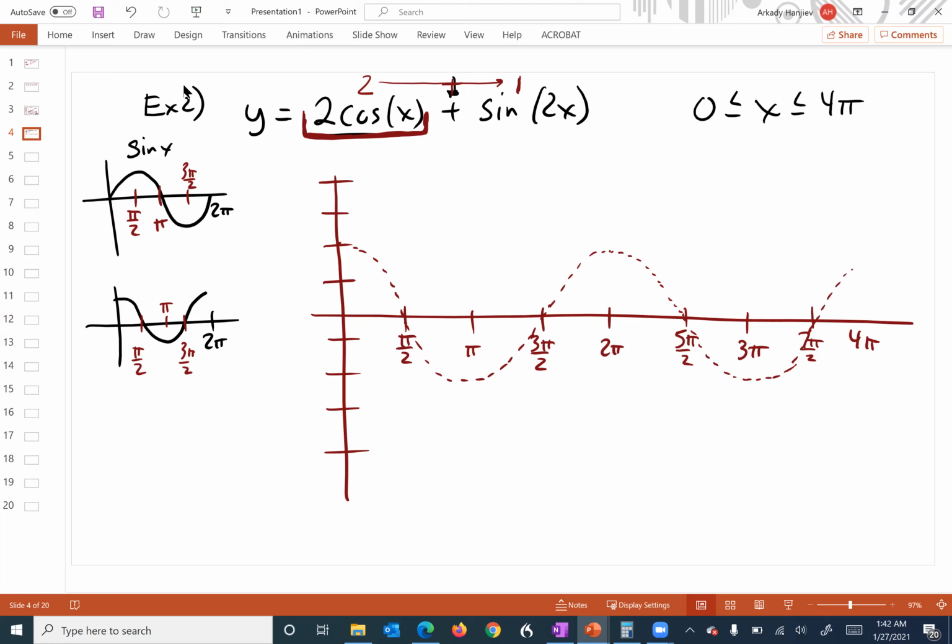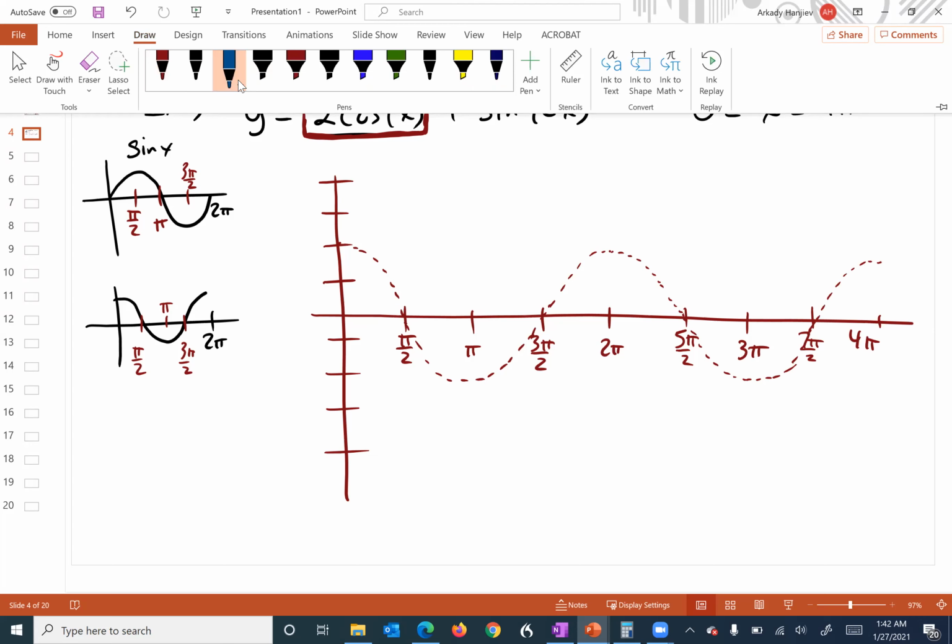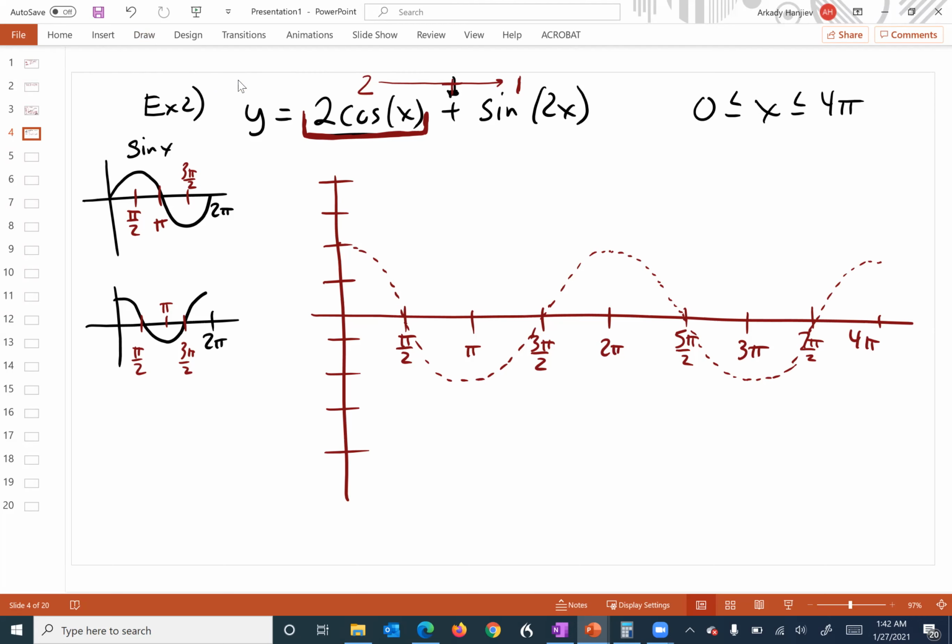Gets back up to 2 when we hit 4 pi. Okay, great. I have just graphed 2 cosine of x. Now let me change pen color. Some blue. Let me graph sine of 2x. Now we got ourselves a little problem.